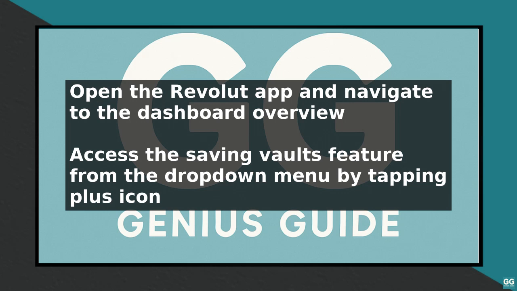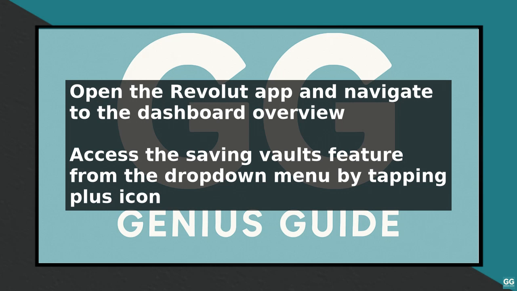First, open the Revolut app and navigate to the dashboard. Here you will see an overview of your account balance and transactions. To access the Saving Vaults feature, tap on the plus icon at the top right corner of the screen and select Saving Vaults from the drop-down menu.